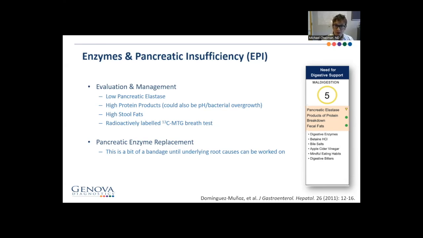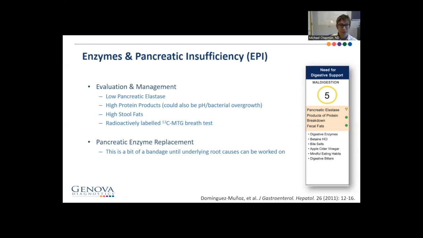High stool fats, same idea. It's not being digested, so we're seeing it on the back end. And then there's something more invasive, a radioactively labeled CMTG breath test. Not a big fan of this one for several reasons, but I don't think we need that when we have really great tools easily accessible, like on this GIFX report.